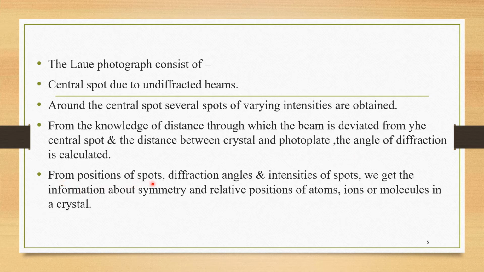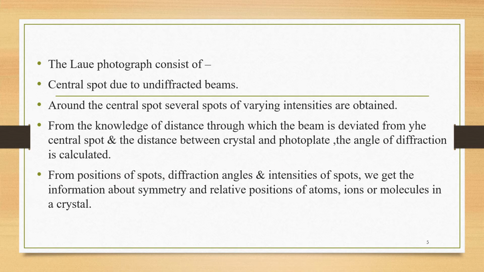From the positions of spots, diffraction angles and intensities of spots, we get information about the symmetry and relative positions of atoms, ions or molecules in a particular crystal. So in short, from the positions of the spots, diffraction angles and intensities of the spots, we can get an idea regarding the symmetry of the crystal and the relative positions of atoms, ions or molecules in a crystal. That is helpful for us to determine or analyze the structure of the crystal. So this is the first important method for analysis of a crystal structure, called the Laue method.